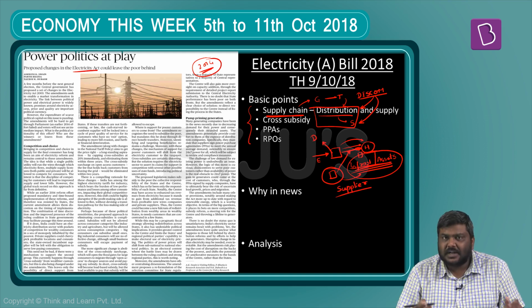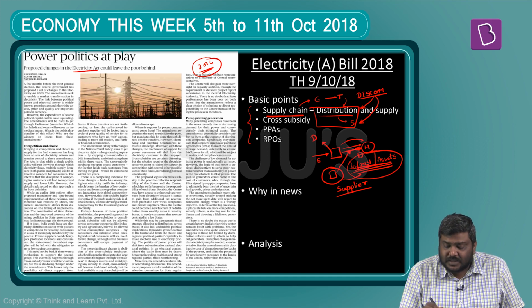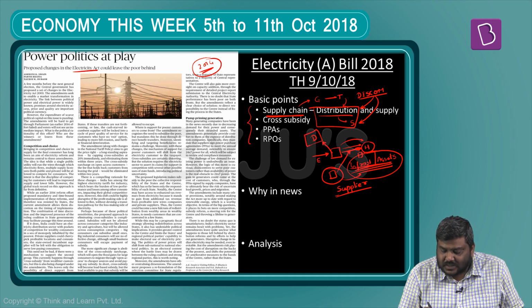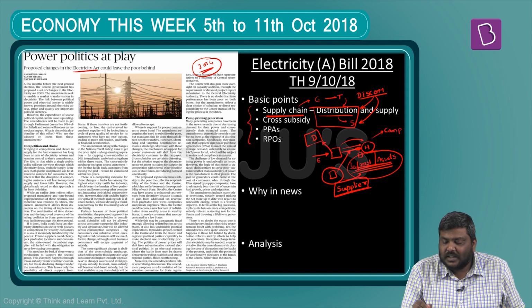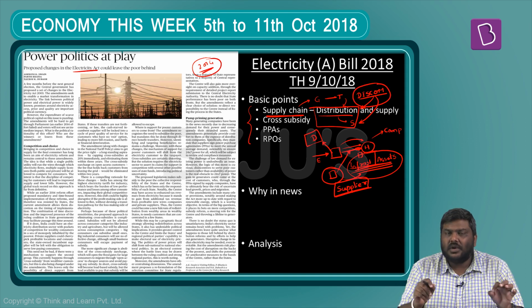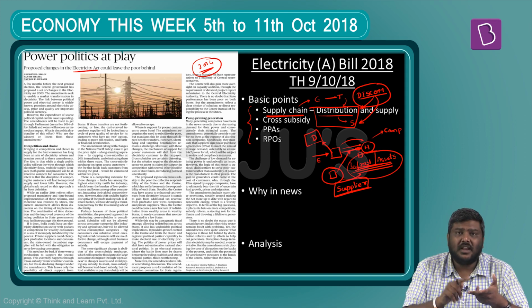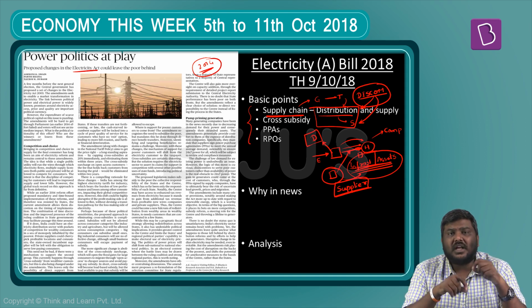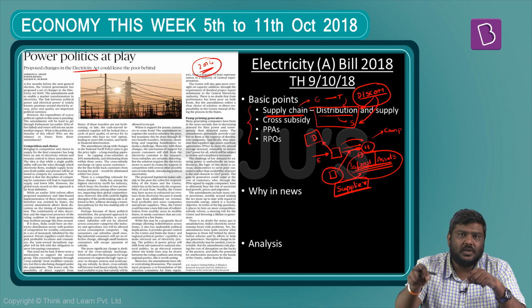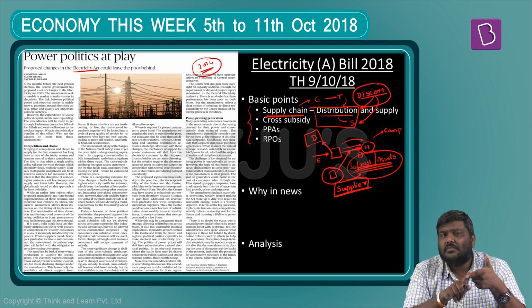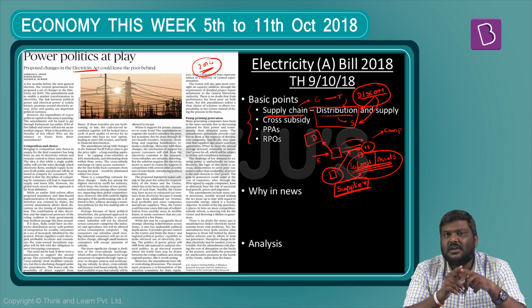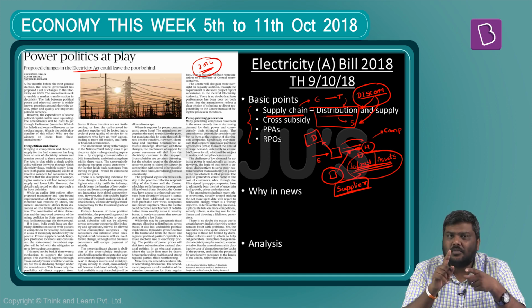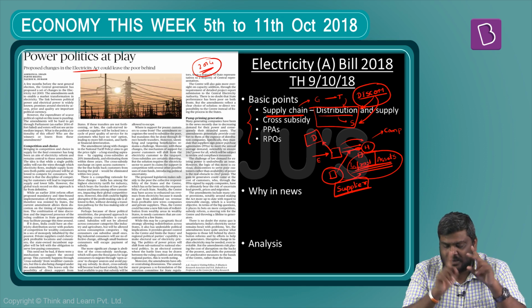But as already mentioned, in case of India, the license for distribution as well as supplying is given to the same company. That is, the same DISCOM will own the transformers as well as the lines which are used to transfer or supply electricity to the households, and the same DISCOM will supply the electricity using the assets. In simple terms, a single license is given for both distribution as well as supply.